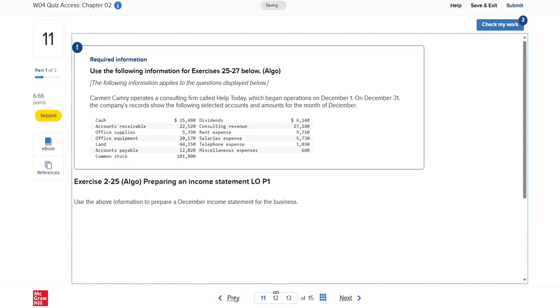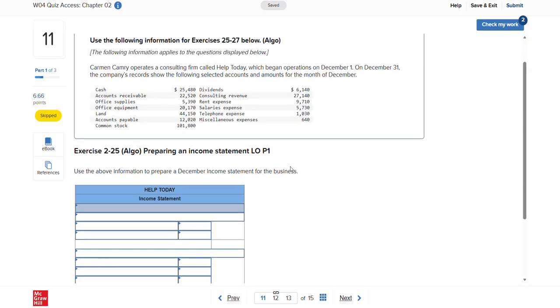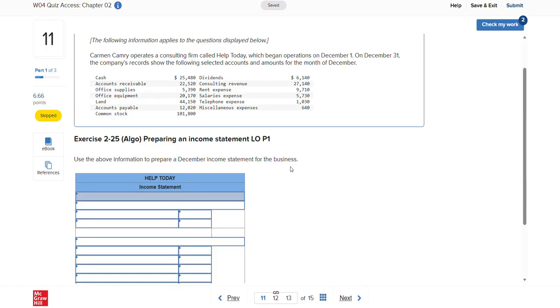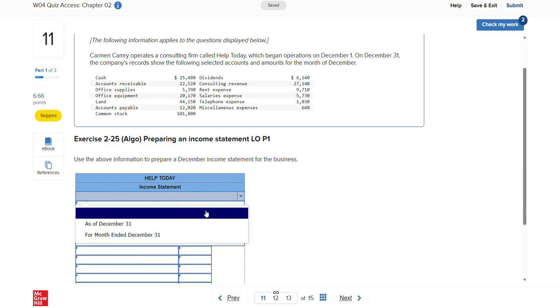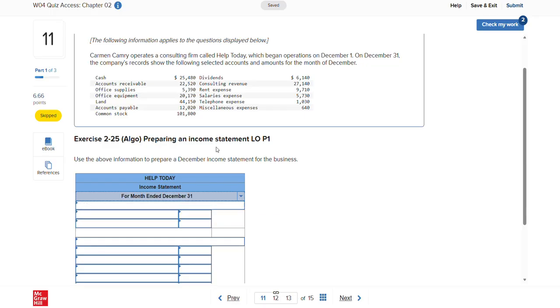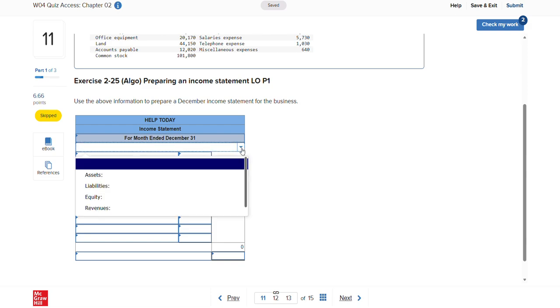So, questions 11 through 13: the income statement, retained earnings, and the balance sheet. Like all income statements, these ones are the easiest, where you just cover the revenues and expenses for that month. This one is for the month of December, because it always covers the month.